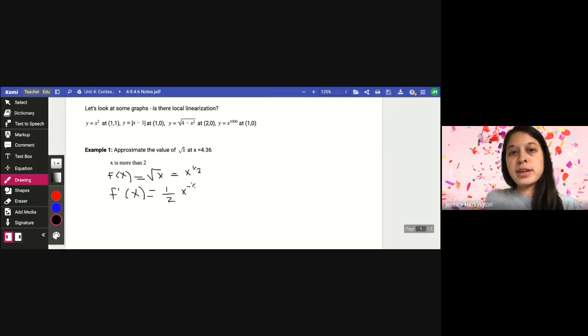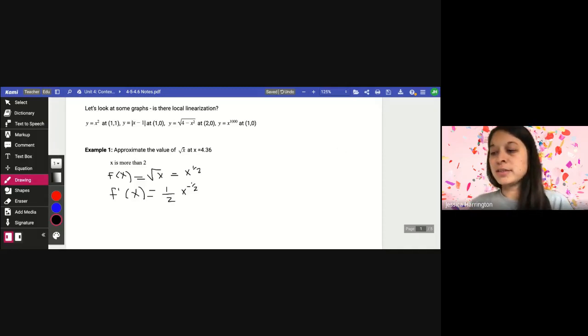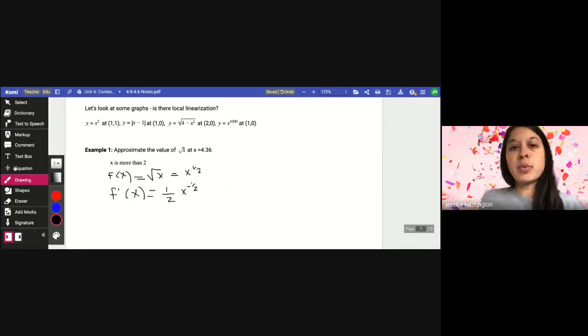So we're going to find the closest one we could actually do without a calculator. So what we can find is f prime of 4. What is the slope of the tangent line at 4? Well, if I plug 4 in, I would end up with 1/2 times 4 to the negative 1/2, which leaves us with 1/4. So we know that the slope of the tangent line when x equals 4 is 1/4.